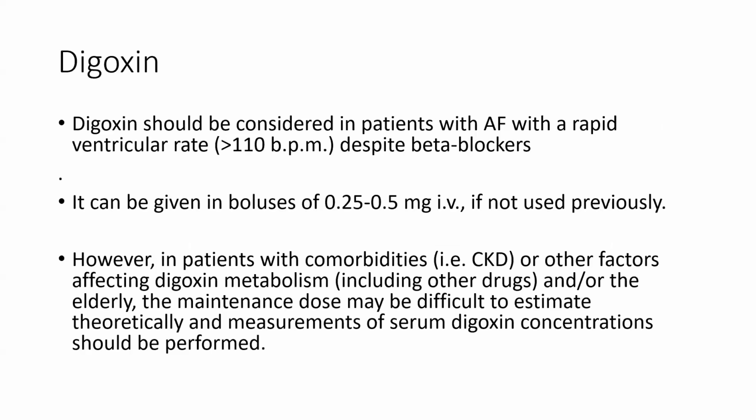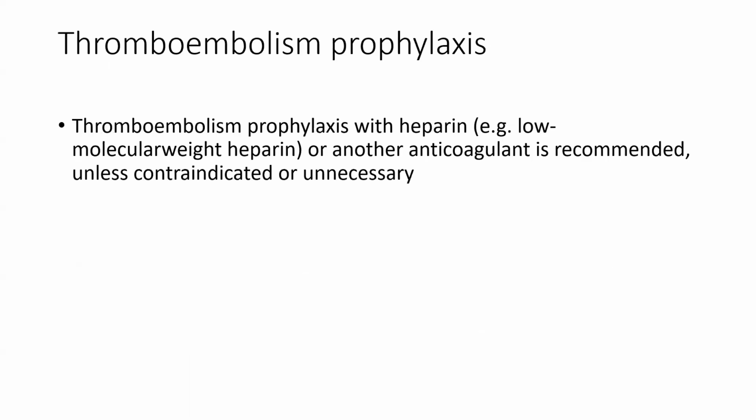Now the next drug that can be used is digoxin. Digoxin should be considered in patients with atrial fibrillation with rapid ventricular rate despite the patient being on a beta blocker. It can be given as a bolus of 0.25 to 0.5 mg IV if not used previously. However, in patients with comorbidities like CKD or other factors affecting digoxin metabolism, or the elderly, the maintenance dose may be difficult to estimate theoretically, and measurement of serum digoxin concentration should be performed.